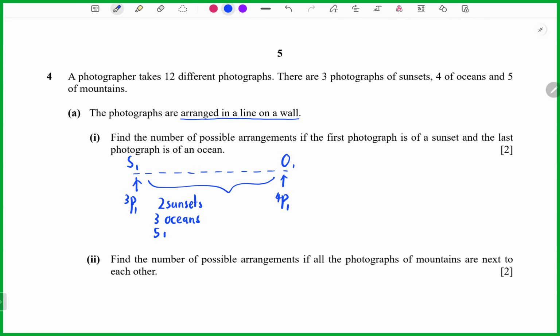So you see, we still have 10 photographs left, so we can take 10 factorial. So 3P1 multiply 4P1 multiply 10 factorial. It will equal, I just write it out, 43,545,600. It's quite long. That's the answer.